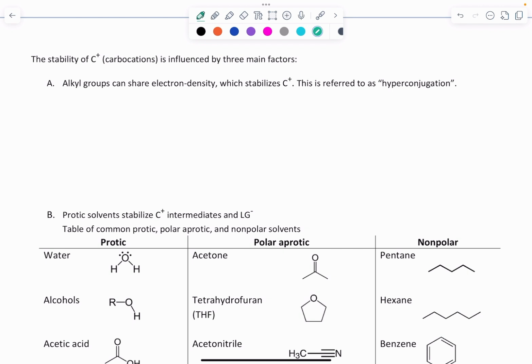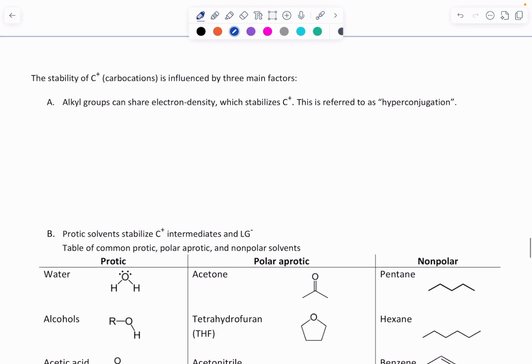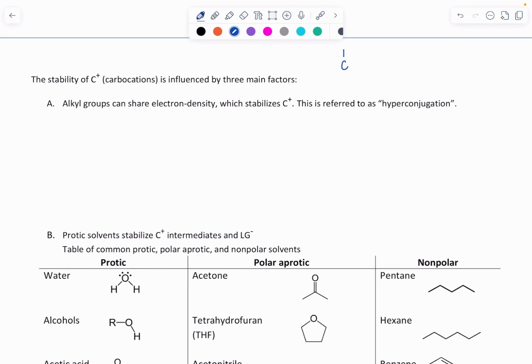So first, alkyl groups can share electron density that stabilizes the carbocation. This is referred to as hyperconjugation. This is a really helpful way to predict whether something will be SN1 or SN2, is the substitution at the alpha carbon. So let's remember we have carbon bonded to 3 groups. We're not going to specify what they are. And then the leaving group leaves, and we get the carbocation.